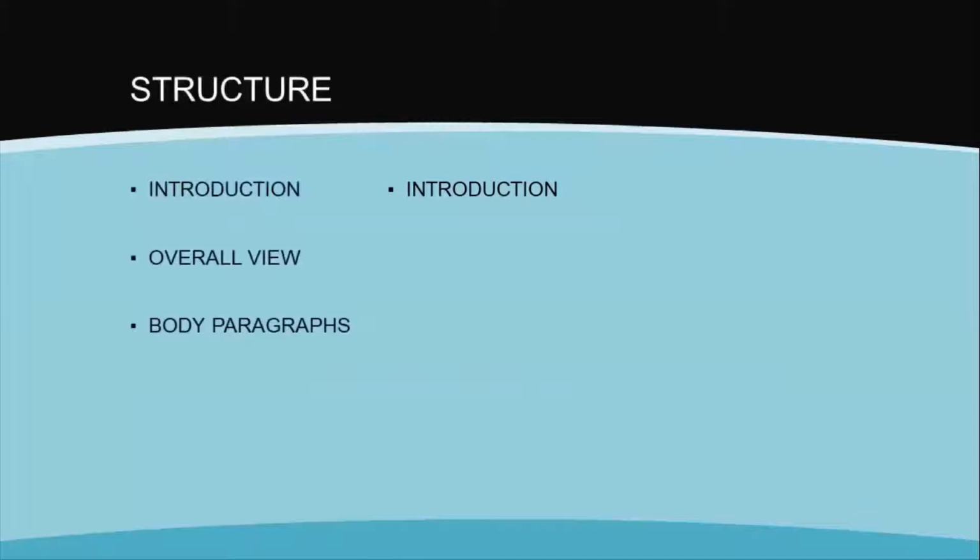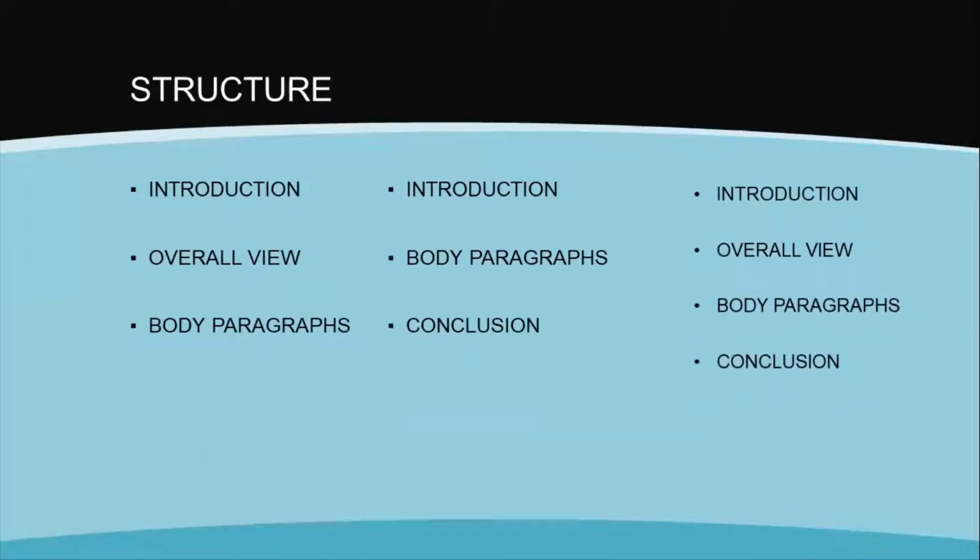Let's see the structure of how you need to write the task one. What can be the structure? You can write introduction, overall view, body paragraphs. This is a structure. Another structure, you can write introduction, body paragraphs, and conclusion. You can even write introduction, overall view, body paragraphs, and conclusion. All these three are considered correct, but if I write, I will only prefer the first way, because it is the right way to write a task one.